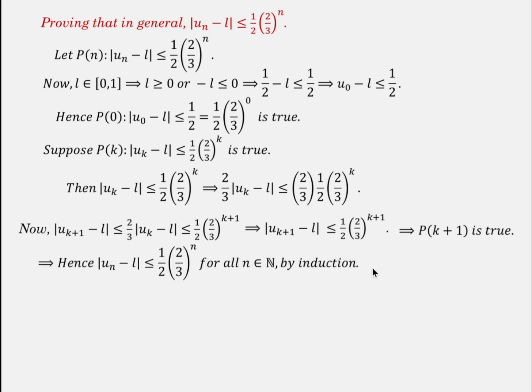So we can now conclude that the absolute value of u_n minus L is less than or equal to half into (2/3)^n for all n belonging to the set of natural numbers by mathematical induction.